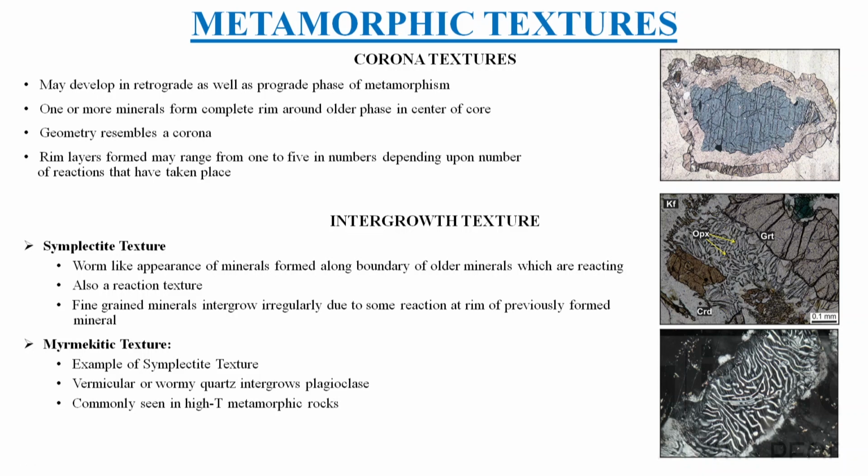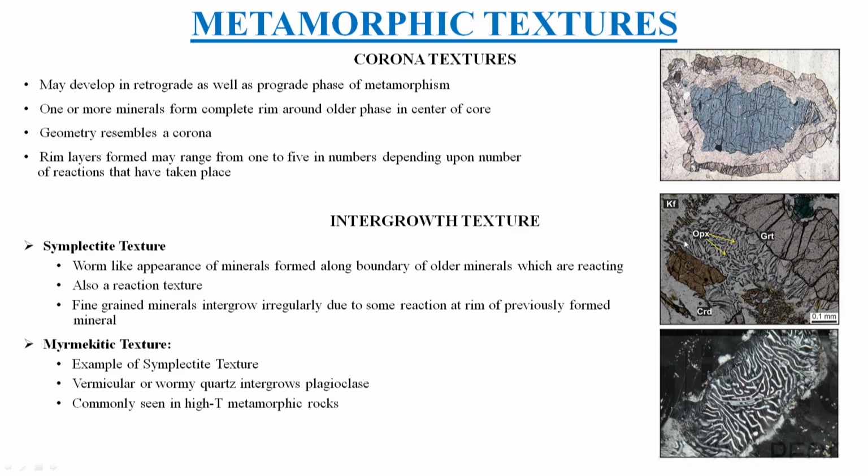You also have some intergrowth textures that are exhibited similar to those of your igneous rock. Some intergrowth textures can also develop through metamorphic processes. So, again to discuss the two commonly occurring intergrowth textures, the first one is your symplectite texture that gives you a worm-like appearance of minerals formed along the boundary of older minerals.